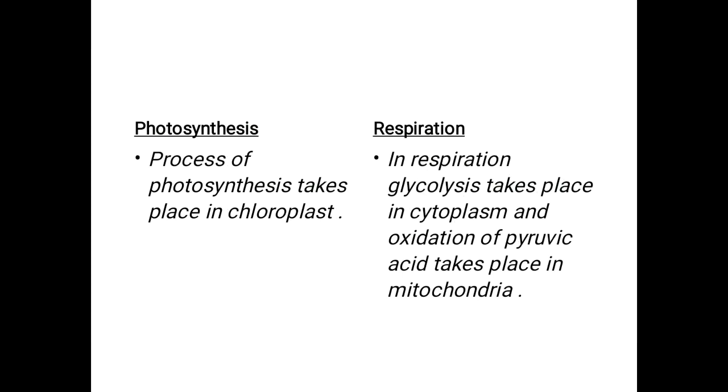The next point of difference between photosynthesis and respiration is that the process of photosynthesis takes place in the chloroplast. However, in respiration, glycolysis takes place in the cytoplasm and oxidation of pyruvic acid takes place in the mitochondria. Photosynthesis is completed in just one organelle, the chloroplast. However, respiration is completed in the cytoplasm and mitochondria. In the cytoplasm, glycolysis takes place. However, in the mitochondria, oxidation of pyruvic acid takes place.